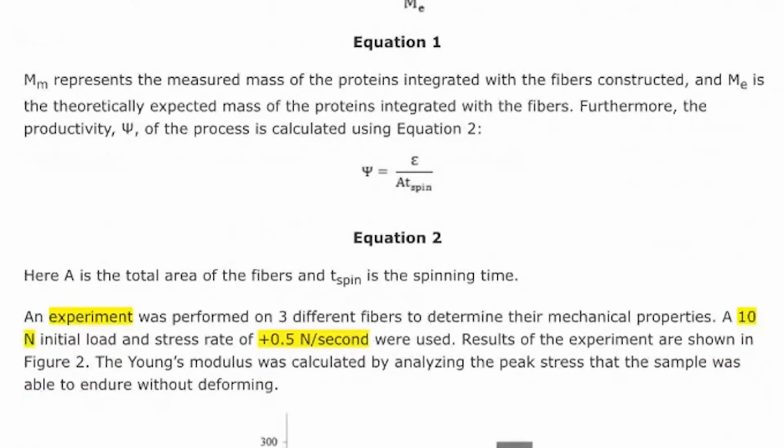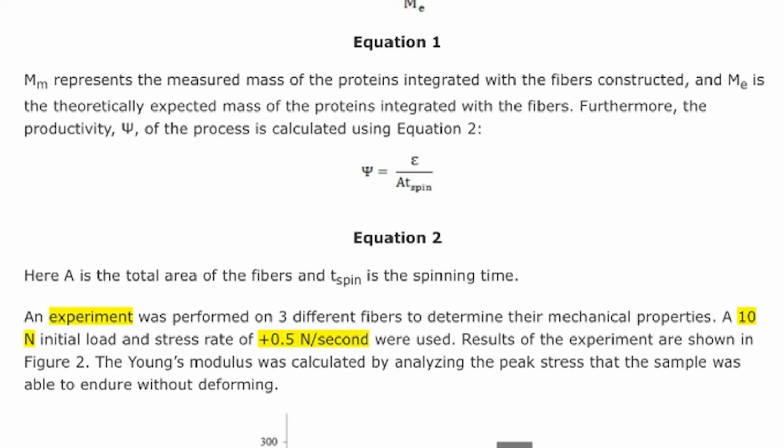What is the mechanical work done by the initial load placed on a fiber if the fiber is linearly deformed by 3 nanometers? A, 0 joules. B, 3 times 10 to the negative 8 joules. C, 3 times 10 to the negative 6 joules. Or D, 1.5 times 10 to the negative 5th joules.